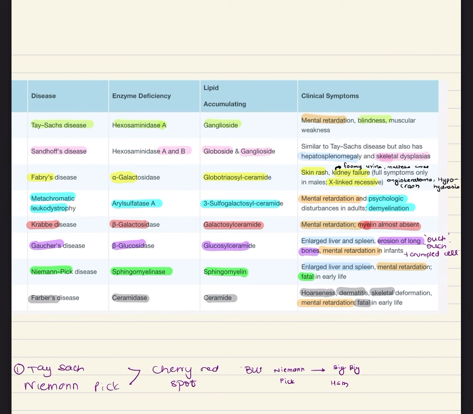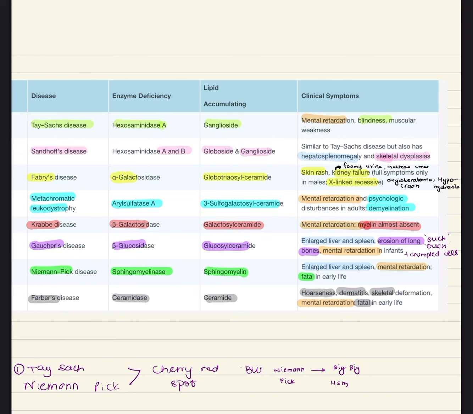Next is Krabbe disease. Krabbe disease, as we said, is because of beta galactosidase, and because beta galactosidase is not there, galactosylceramide accumulates. What you get in the question is that myelin will be absent. So they say that in the CNS myelin was not formed. Then think about it: myelin is not there. Crap, no myelin. Crap, no myelin. That will give you a short answer that this is Krabbe disease.